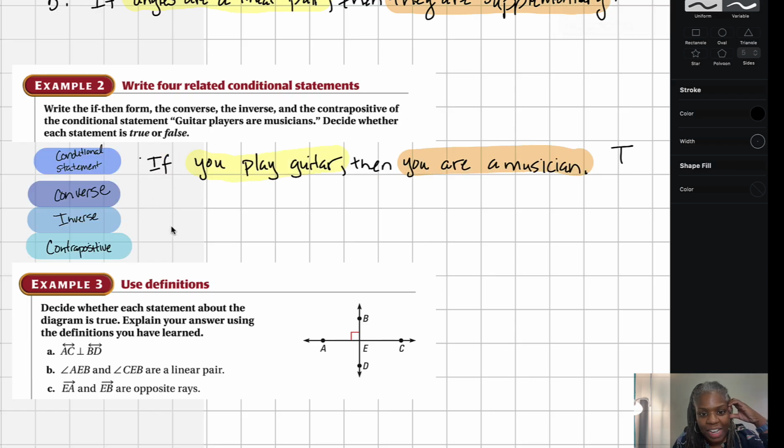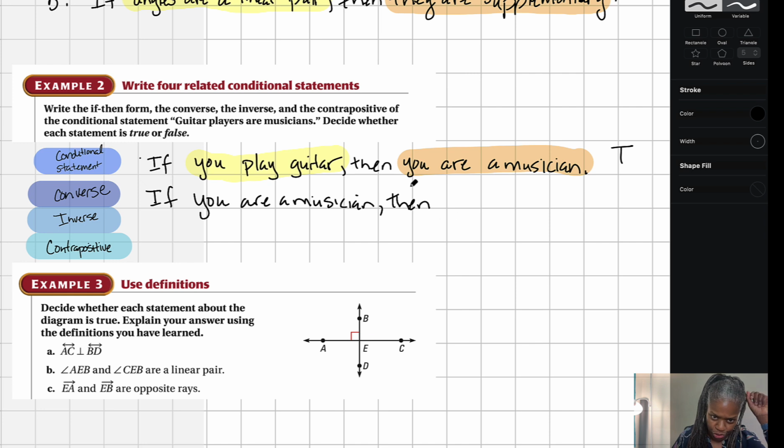When we're dealing with the converse, you are going to literally take the hypothesis and switch it with the conclusion. So instead of having if you play guitar, you're going to say if you are a musician. That's the conclusion that we had before, and now our hypothesis will be the conclusion. Then you play the guitar. With that, we see that this is not true. It's actually false. If you're a musician, you don't necessarily play the guitar. So we are going to say that that's false.